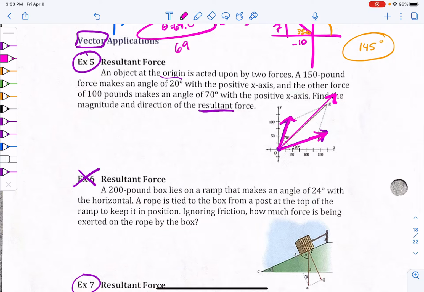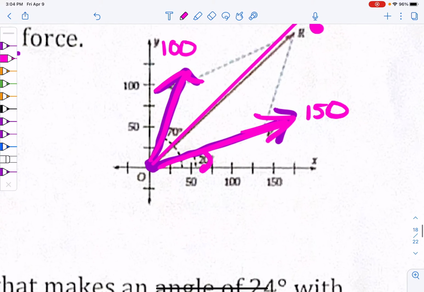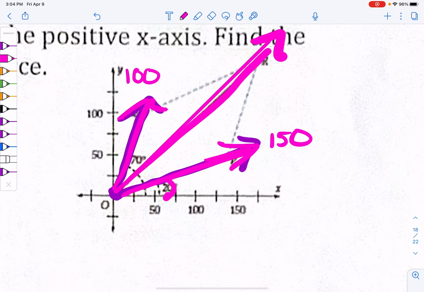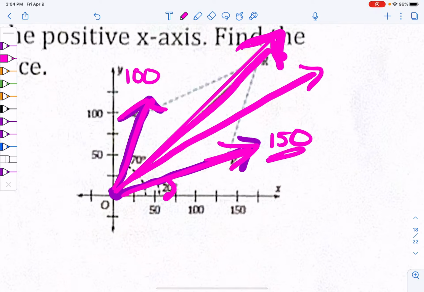The first vector is pulling at a 20-degree angle with a force of 150 pounds. The second vector is at a 70-degree angle, and it's pulling with only 100 pounds of force. You can see they've made this vector longer than this one. So when the thing pops out, it's going to end up a little closer to the 150 than to the 100, because that force is pulling harder.